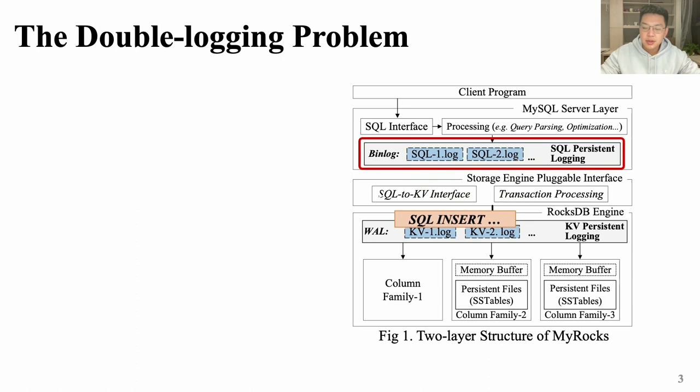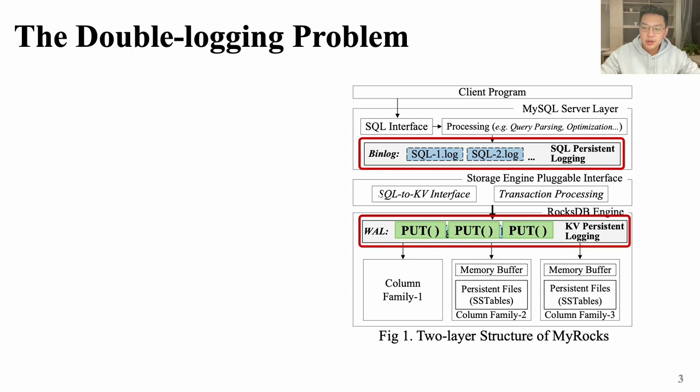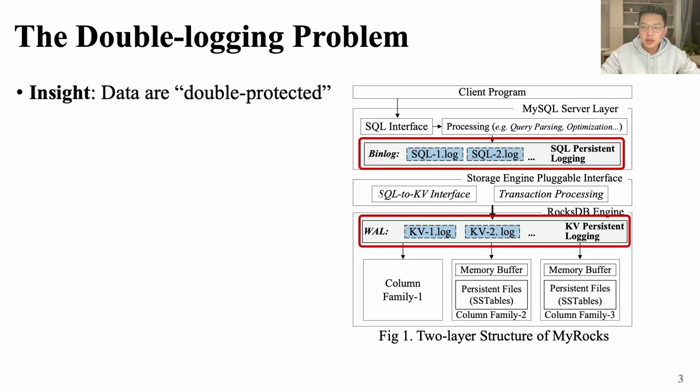With an LSM-tree-based storage engine, each SQL statement is translated into a sequence of key-value items, which are stored in LSM-trees for persistent storage. In an LSM-tree-based storage engine, a write-ahead log, the WAL, is maintained to record all KV update operations. Each KV must be first written to the WAL before being inserted into the tree structure, which is also for the purpose of data recovery. In the whole stack, any change made to the database is protected twice. One redundant copy is preserved in the database bin log, and another one is in the storage engine's WAL.